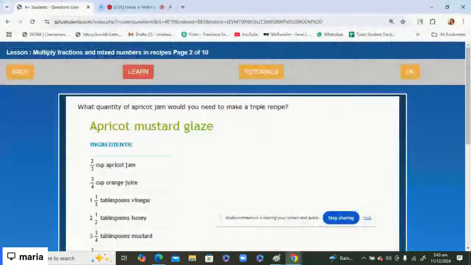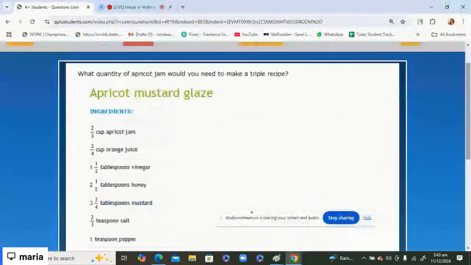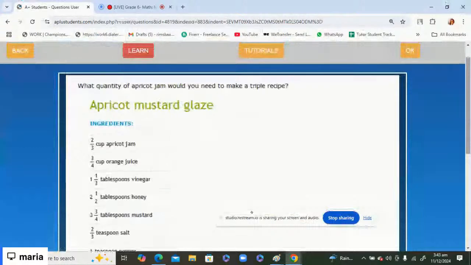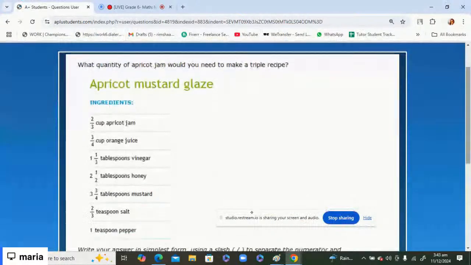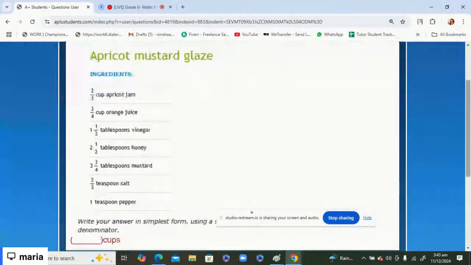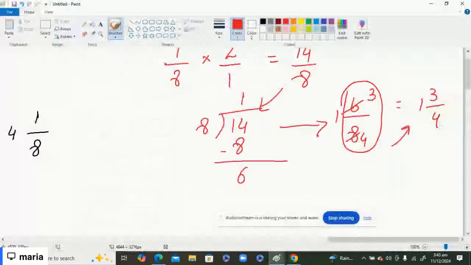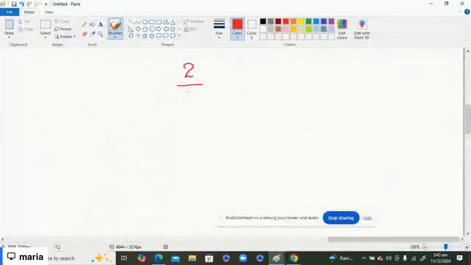So look at here. What quantity of apricot jam would you need to make a triple recipe? So where is the apricot jam? There is first one, 2 by 3. Triple that recipe now. That is 2 by 3. Triple the recipe, it means that times with the 3.